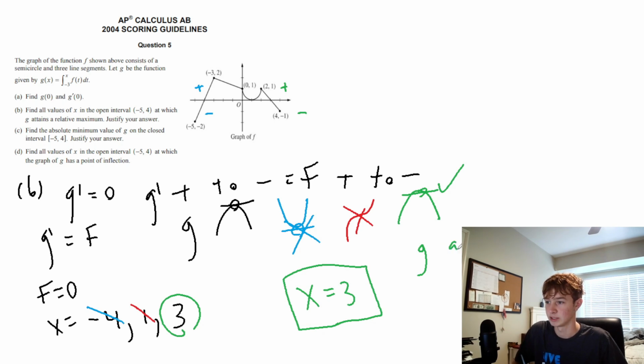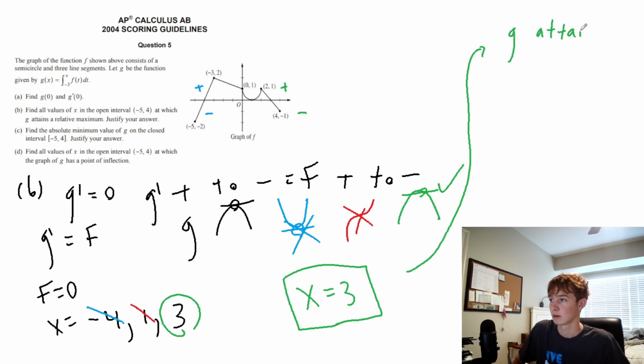So you can write g attains, wait, let's find the face cam. Let's move that. Go like this. Put it up here. Okay.